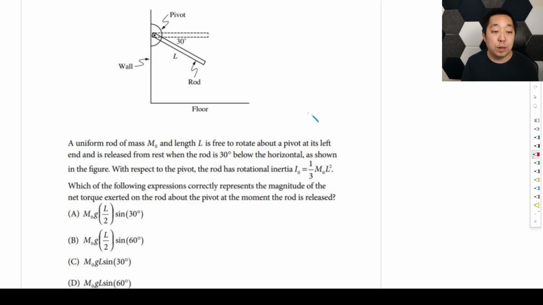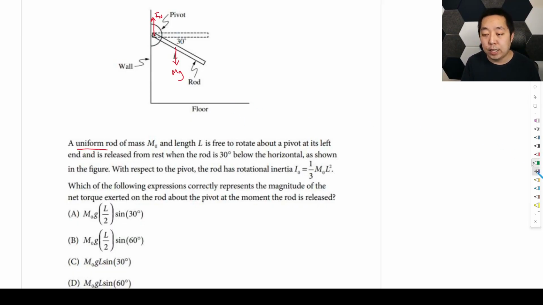Okay, so we draw a free body diagram. We're going to have gravity, right? Gravity acts at the center of mass because it is a uniform rod. Center of mass is right here. Okay, what is touching it? Only the pivot. So the pivot probably exerts some kind of normal force upwards, probably not to the right, because if it was to the right, then that means the beam would have to accelerate to the right because there are no other forces.